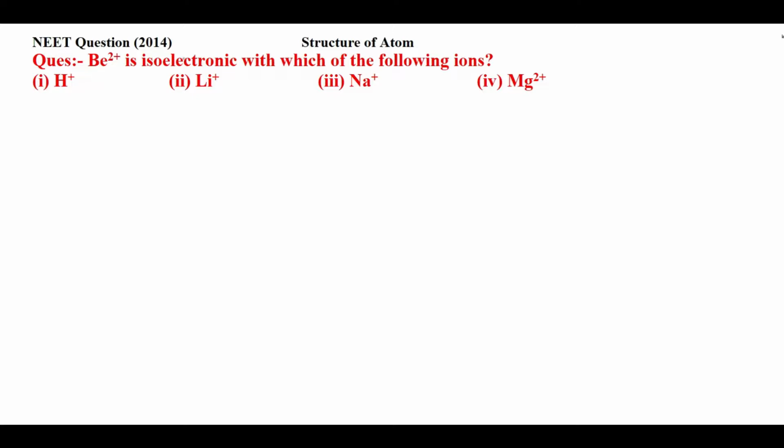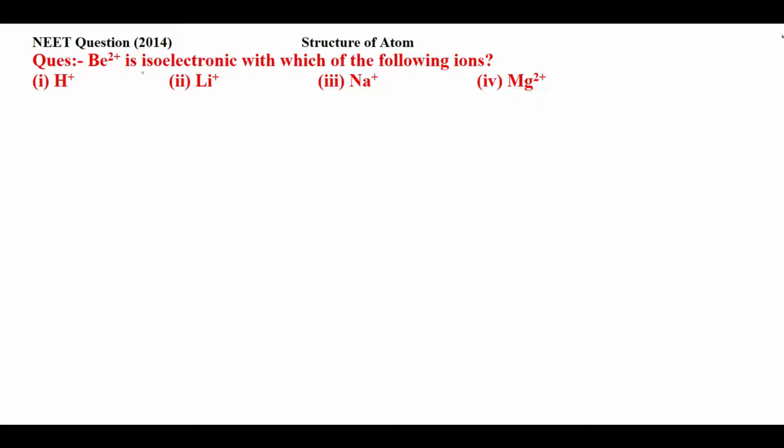Students, this is NEET 2014's question, right? So let's read the statement. Beryllium 2 positive is isoelectronic with which of the following ions? Okay, you are having 4 options, and out of these 4 options, you have to choose the correct one for isoelectronic species of beryllium 2 positive.